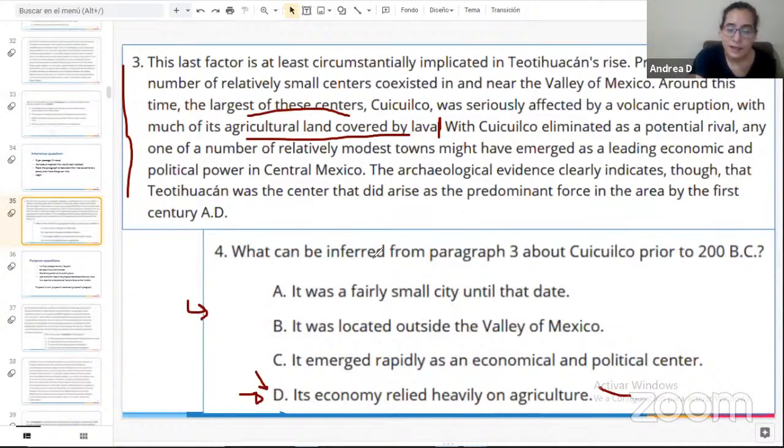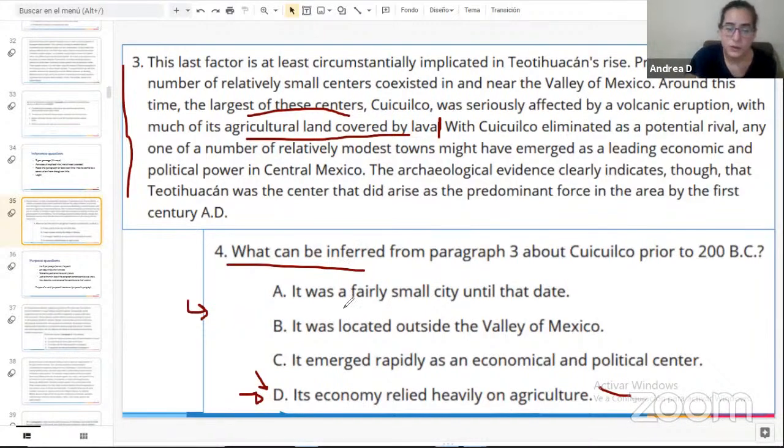Now, some things I can say about this one, it's usually never going to be about the details. Whenever you see what can be inferred, it's an inference question, and it's probably going to be on the most important idea of the paragraph. So here we're trying to explain how Cuicuilco disappeared or was out of the picture and was not a rival to Teotihuacan. And we know that that's because of the volcanic eruption, okay?